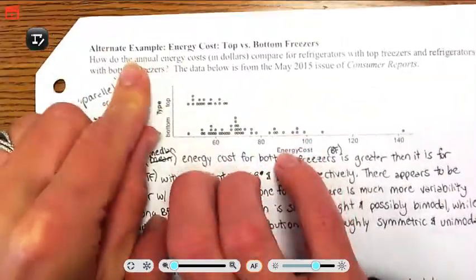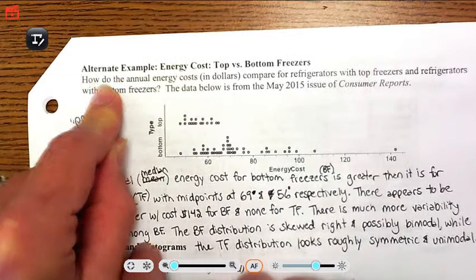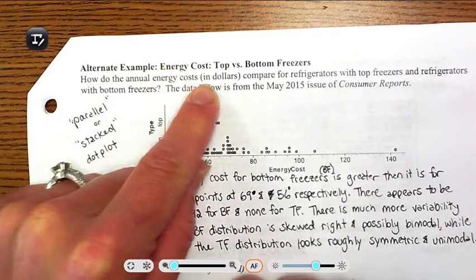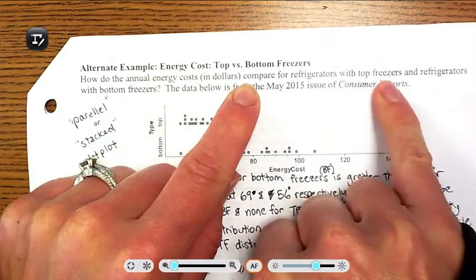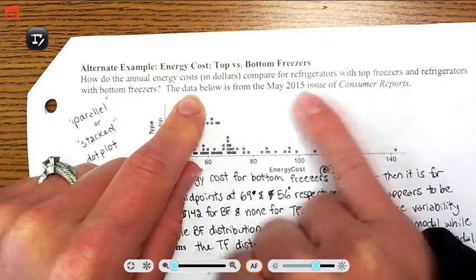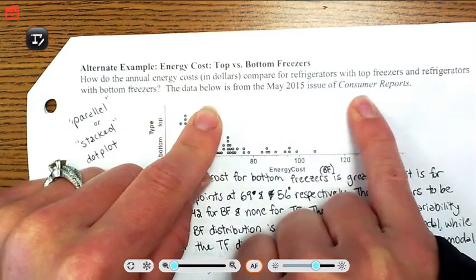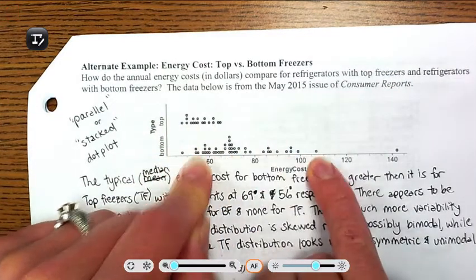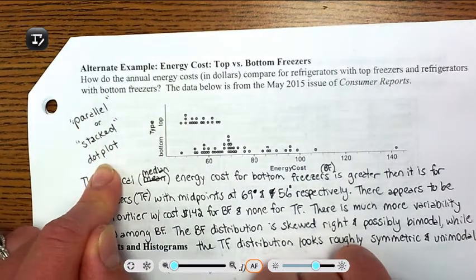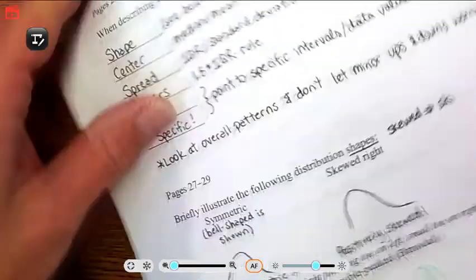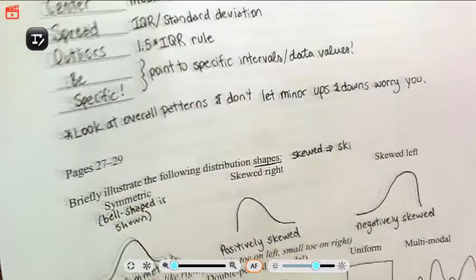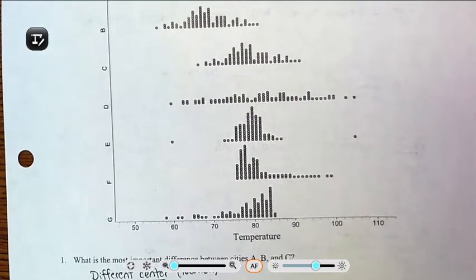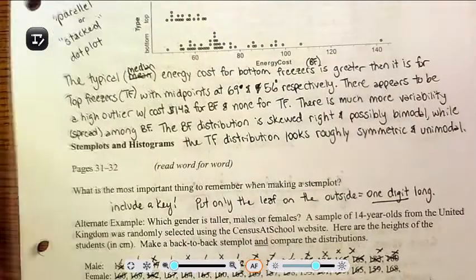Alternate example, energy costs, top versus bottom freezers. How do the annual energy costs in dollars compare for refrigerators with top freezers and refrigerators with bottom freezers? The data below is from the May 2015 issue of Consumer Reports. Top freezers, bottom freezers, and this is called a parallel or a stacked dot plot, just like my temperature plots were two pages back. Okay, stacked or parallel dot plots, where I use one x-axis for all the plots so that I can make comparisons.